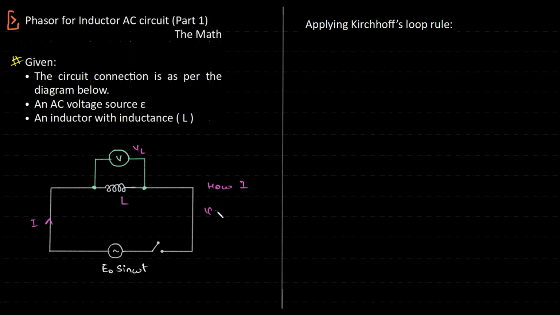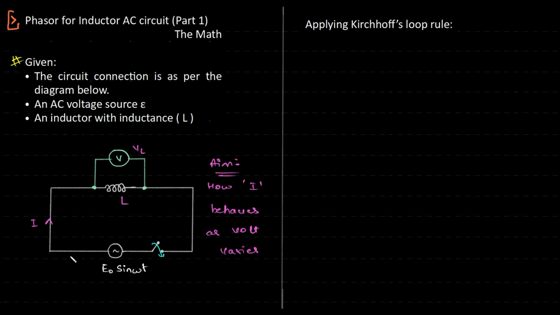I varies, how I behaves. Let me put it in a simpler language. That's our aim. How I behaves as E varies, right? As the voltage varies. So that's our aim over here.